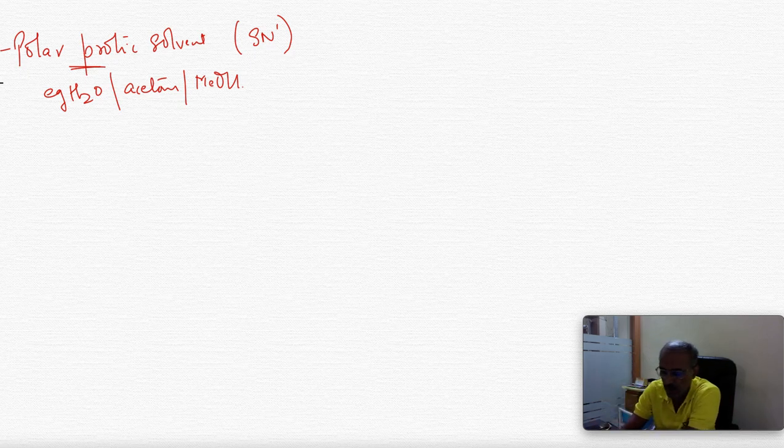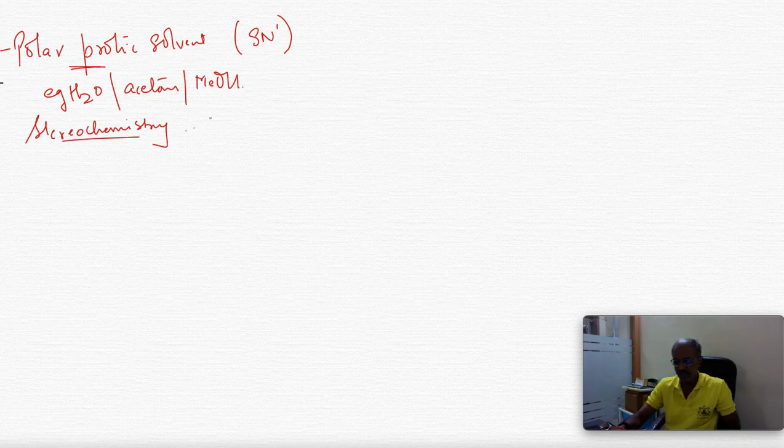Now what will be the stereochemistry? Stereochemistry means arrangement of atoms in space. As I have told you, the nucleophile will attack the carbocation from both the frontal part and the back side, leading to the formation of a 50-50 racemic mixture, that is enantiomers, right?